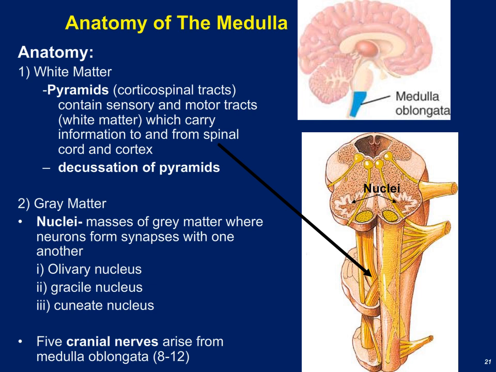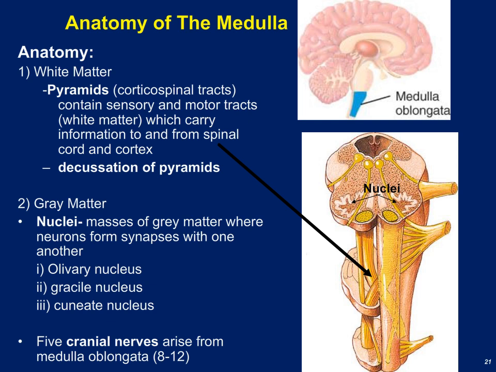Now there's one very important feature of the pyramids about midway down the medulla called the decussation of pyramids. And the decussation of pyramids is the area where these pyramid tracts actually cross over. And so as a result of this decussation of pyramids, the left side of the brain is actually sending and receiving input from the right side of the body, and the left side of the body is receiving input from the right side of the brain.